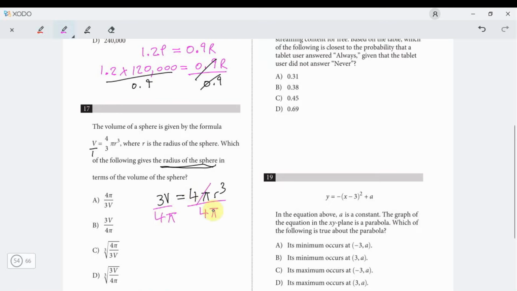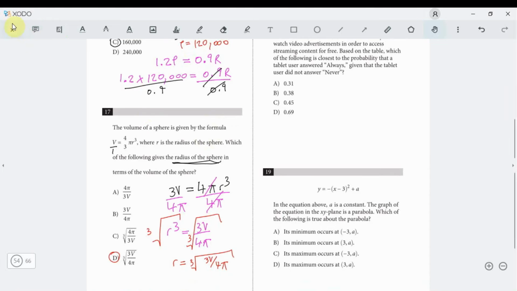The 4 pi's cancel. So now we have r cubed is equal to 3V over 4 pi. And then we can cube root both sides. If we cube root both sides, the cube root cancels the cube. So r is equal to the cube root of 3V over 4 pi. That's it. So r is the cube root of 3V over 4 pi, option D. Nice.